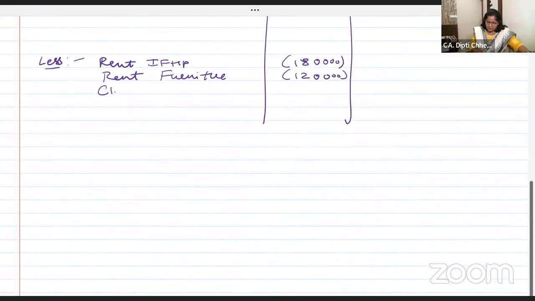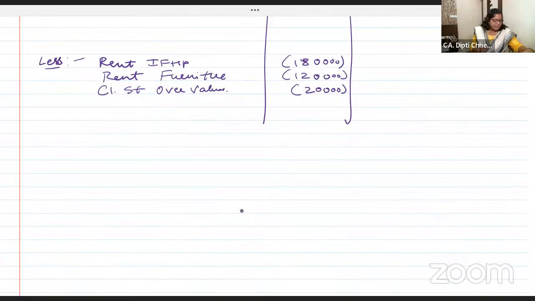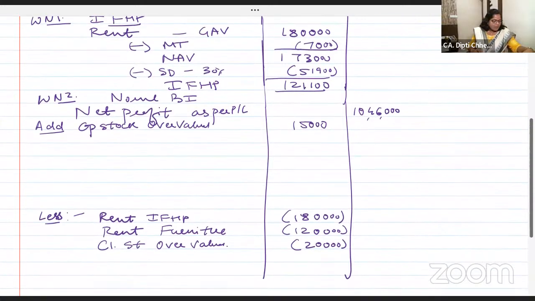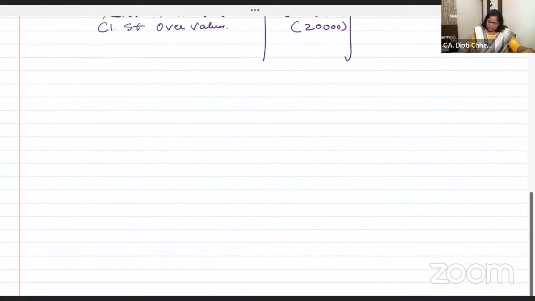Now closing stock has been overvalued, so reduce the closing stock, which reduces the profit. Closing stock overvalued, just reduce it. How much is it? 20,000. Rates and taxes include GST liability of 5,000 paid on 1st May 2023. Okay? So GST is allowed. We are going to write a note for it. So let us write a note over here. Note 1.